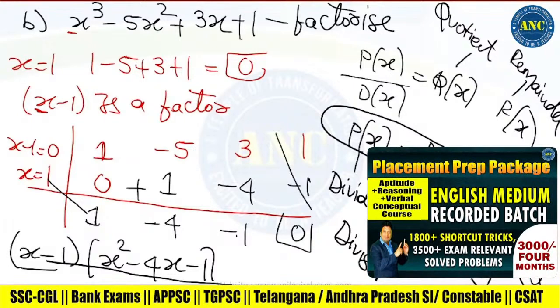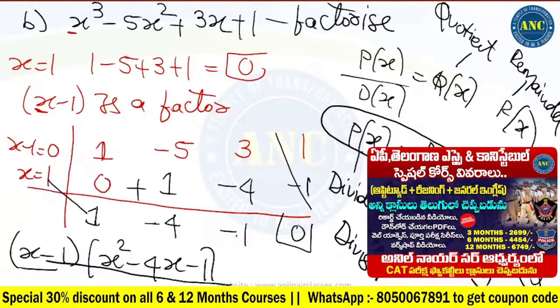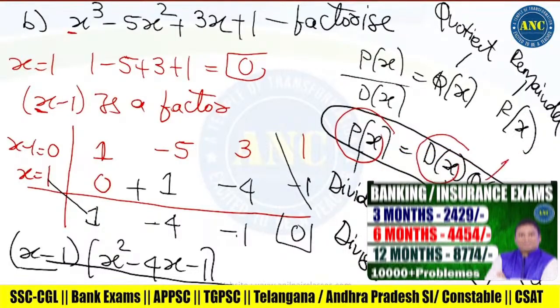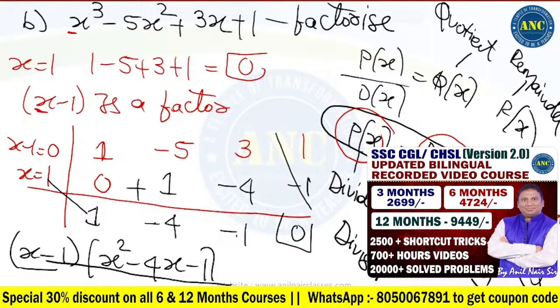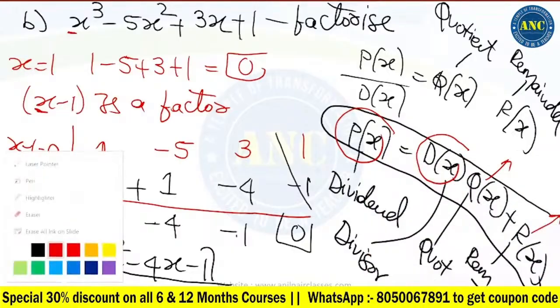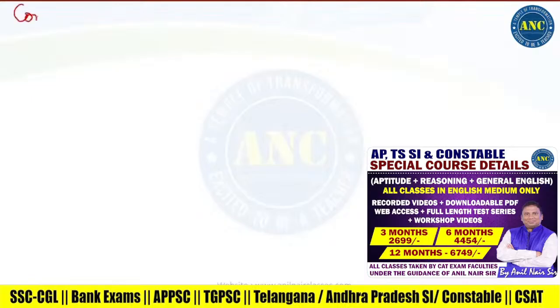That means in the expression, P of x and D of x will be given. The quotient we can determine by using synthetic division. Remainder also we can determine by using synthetic division. I hope you got the idea. Next, concept number 4. Two more concepts we will discuss in detail.